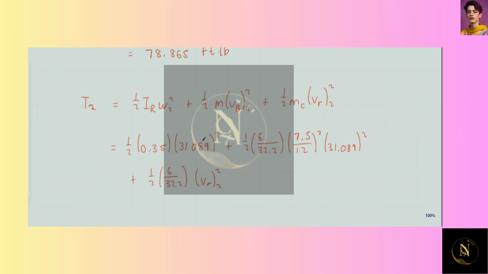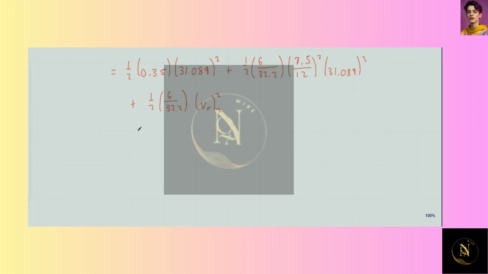So here we can solve for V_R squared. So T2 is equal to 204.32 plus 0.09317 times V_R in position 2 squared.